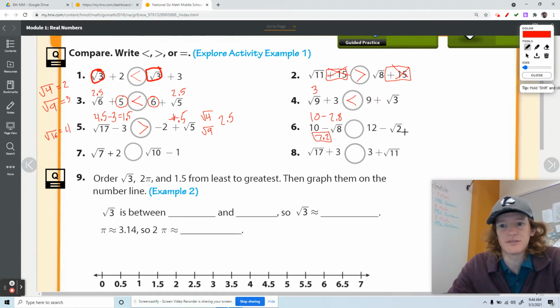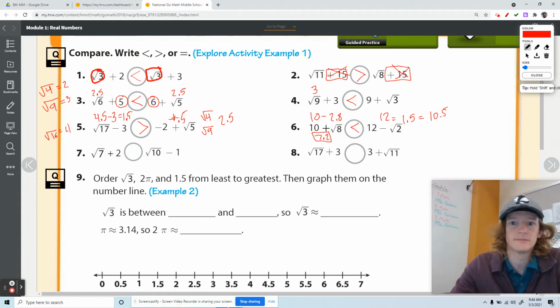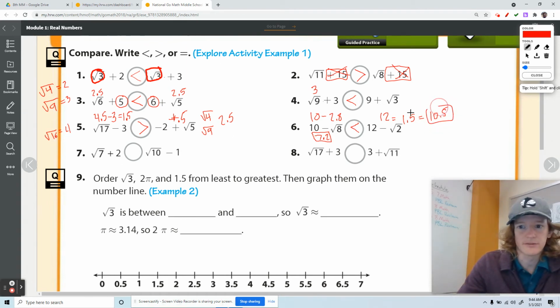12 minus square root of 2. Square root of 2 is about 1.5. Well, if we're only going to take 1 or 2 away from 12, right side's going to stay bigger. Because 12 minus 1.5 is still 10.5. And that was our right side.